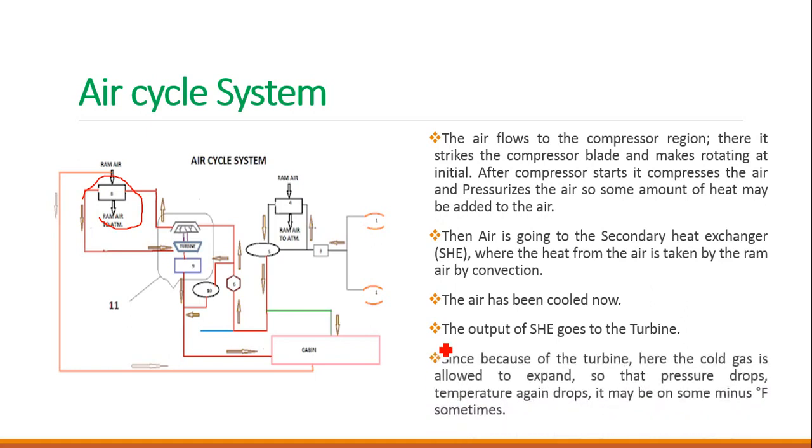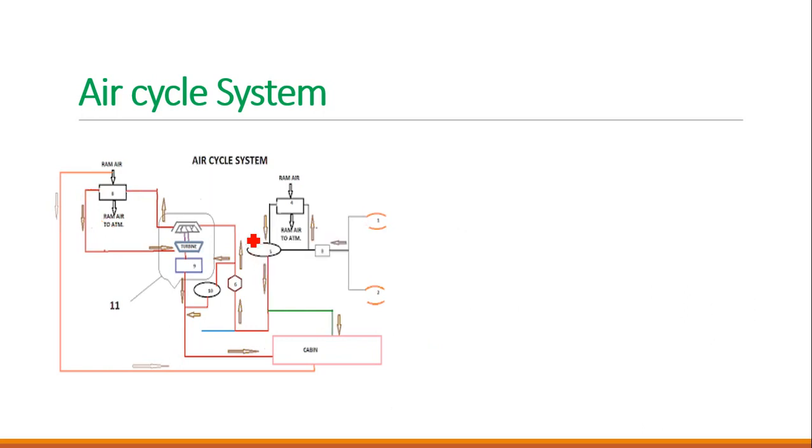So after the compressor, the air goes to the secondary heat exchanger. Then from the secondary heat exchanger, the air goes to the turbine. What the turbine does is that the cold gas is allowed to expand, so the pressure drops, and because the pressure is dropping, automatically the temperature also drops. So here the temperature drops again.